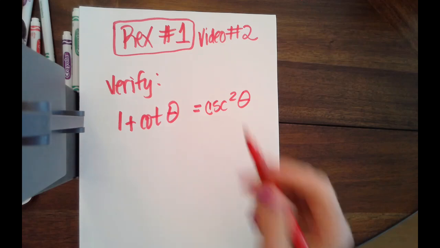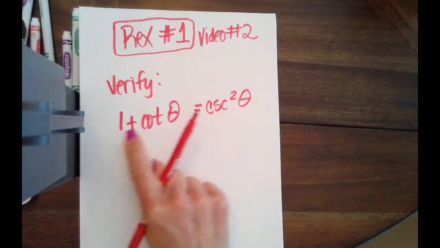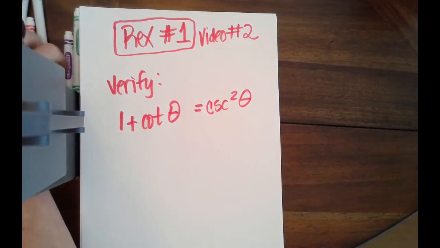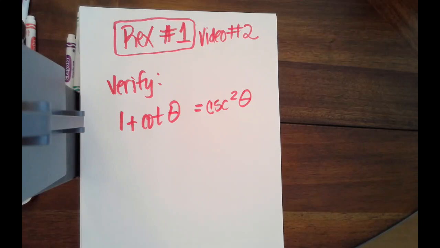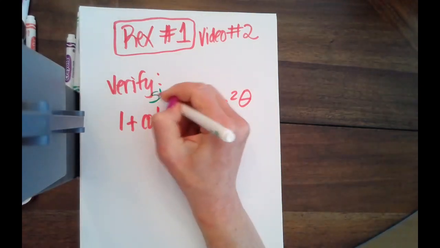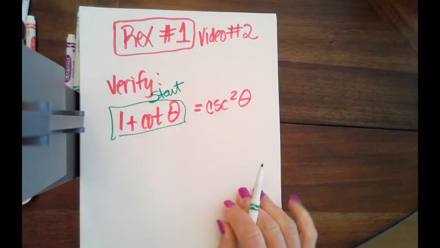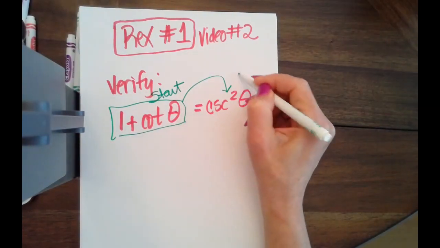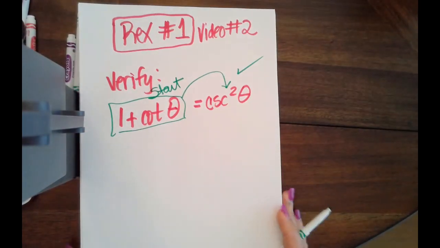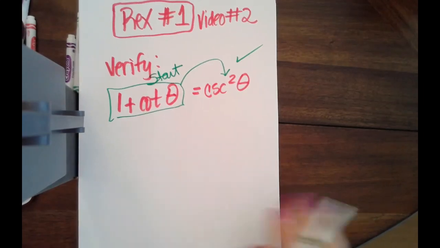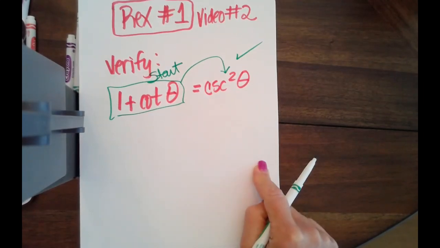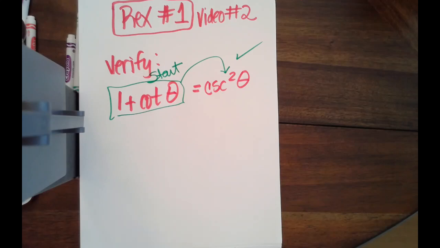Okay, so we are going to take this side, this is the more complex side. So it's a little bigger than this side, this is a single statement. So we're going to start with this side. Our goal is to use the identities and turn this into cosecant squared theta. So when we're finished, on the left, we should have cosecant squared theta equal to cosecant squared theta, and we will have verified our identity.